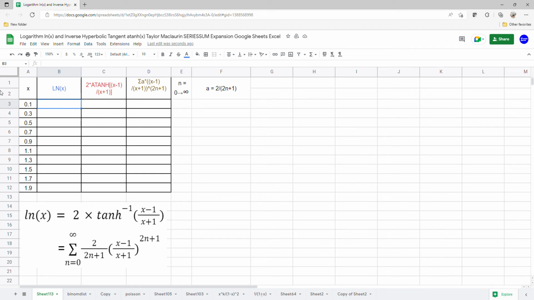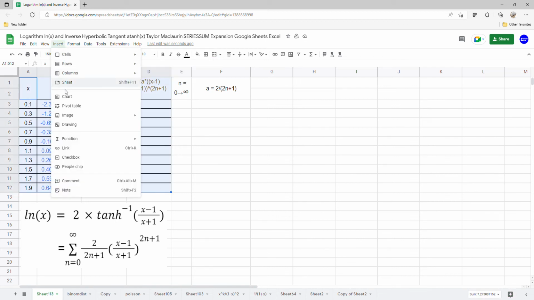In this video, we'll generate the dataset of the logarithm and its trend line and its equivalent in inverse hyperbolic tangent and its Taylor series expansion. We begin with the function itself. So array formula Ln of the x values from 0.1 to 1.9. And we'll chart this.